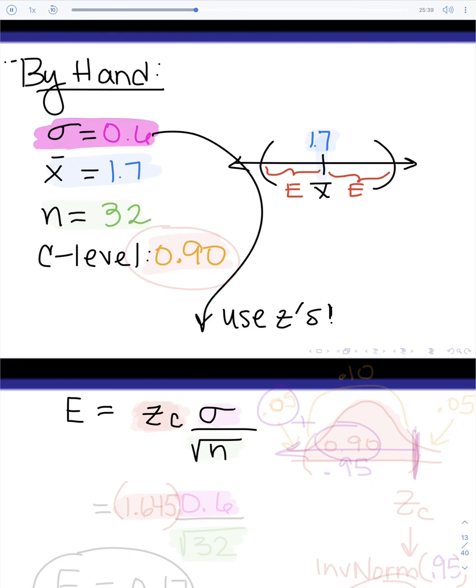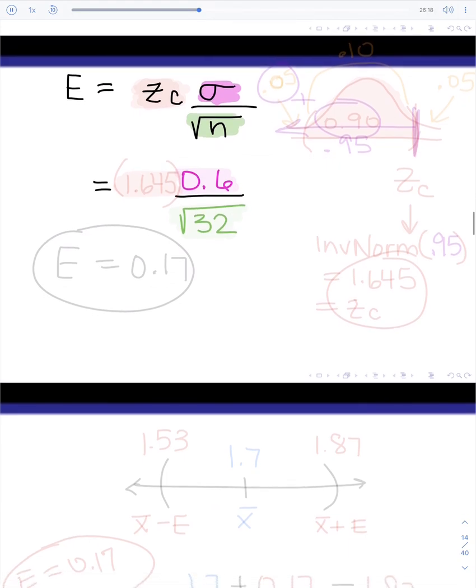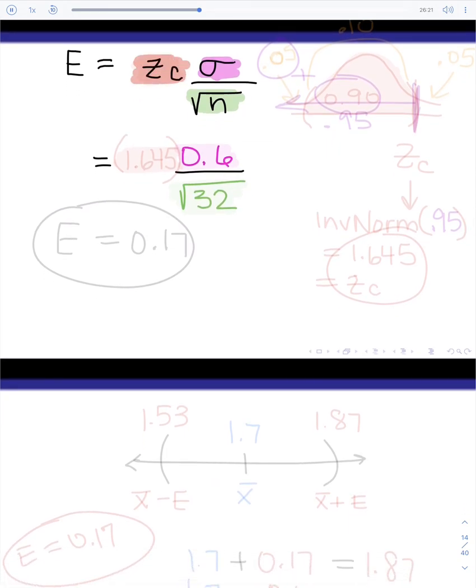So we've got quite a bit of information here. The sigma, they gave it to us in the problem, was the 0.6. That'll go on top. We also know the n that goes on the bottom, under the square root: square root of 32. And we've already used our mean, which goes in the middle of our confidence interval. The one thing that we're missing is our critical value, or z sub c, which we're going to come up with using our confidence level.